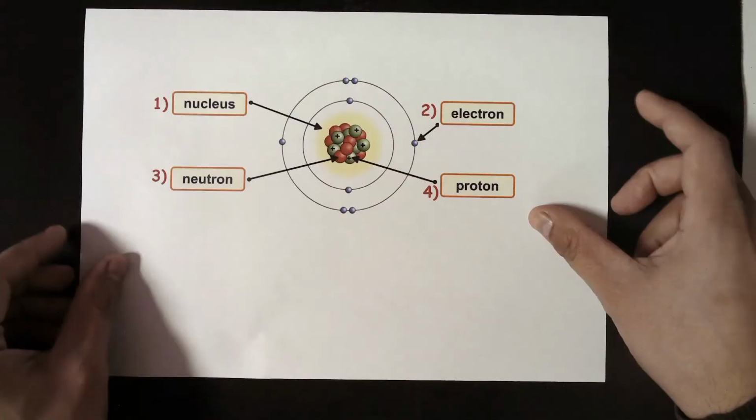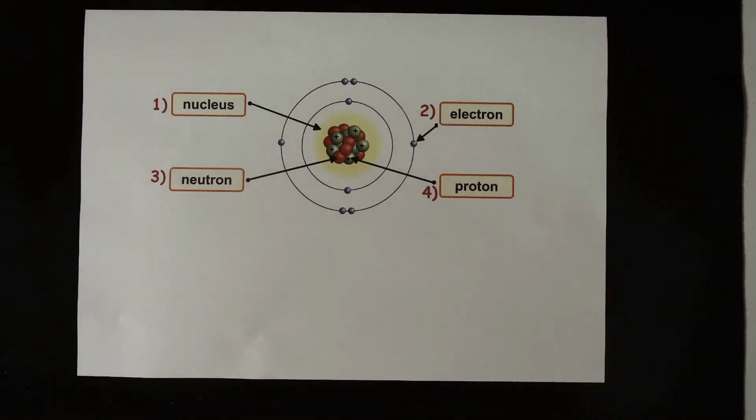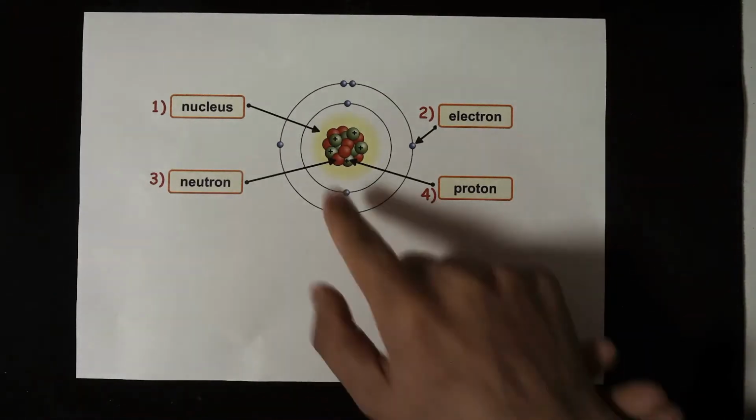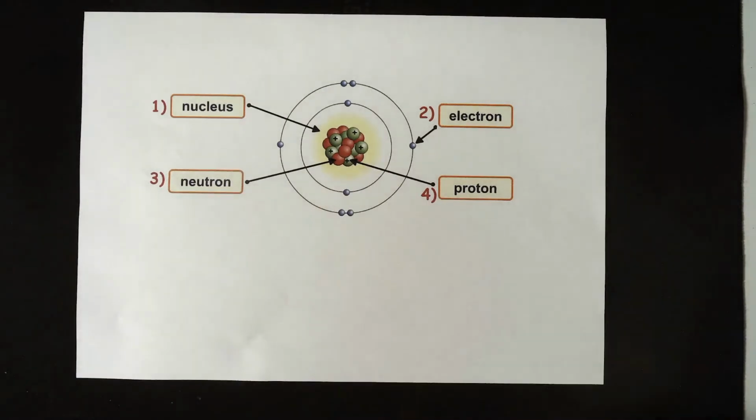Hi, today's lesson will be about static electricity. We know that all matter, such as paper, wood and metal, are made up of positive and negative charges. That is because all atoms contain positively charged protons in the nucleus, negatively charged electrons in the shells, and neutrons, which have no charge, also in the nucleus.